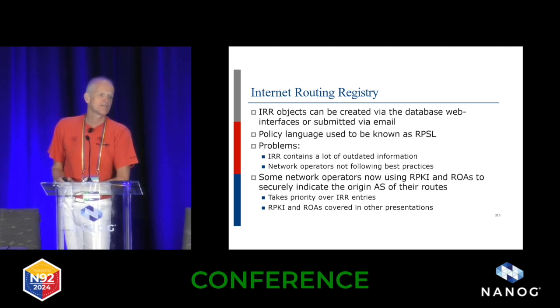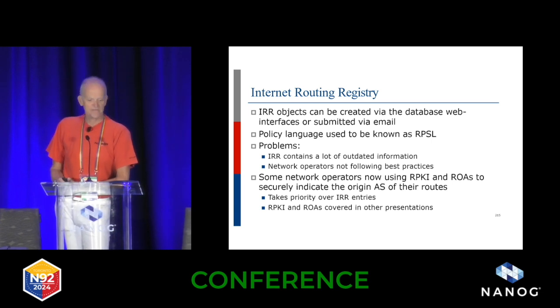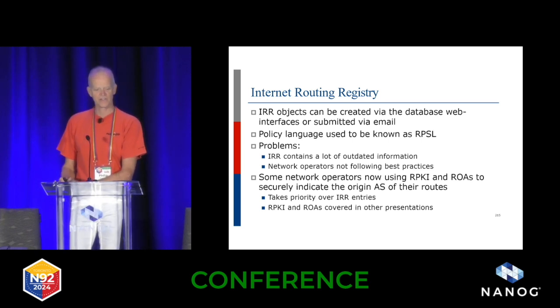So you can create these IRR objects via the database web interfaces. And we're here in North America. I guess most of you will be ARIN members. Some of you operate in other parts of the world. You'll be RIPE NCC or APNIC, and LACNIC, of course, and AFRINIC. Each of them take part in the global internet routing registry. Some ISPs run their own parts of it as well. And we have also the RADB, which is part of the internet routing registry.